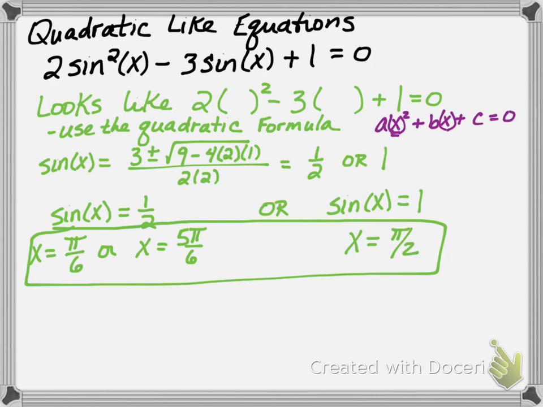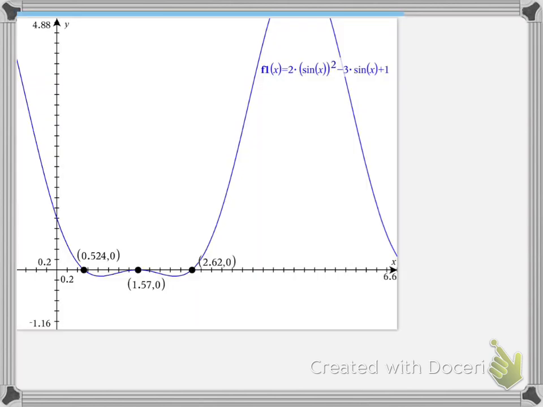x equals pi over 6, x equals 5 pi over 6, or x equals pi over 2. Now, I'm going to show a graph of y equals 2 sine squared of x minus 3 sine of x plus 1. These 3 x values are the places where the graph crosses the x-axis. So here is the graph. And we can see there are 3 places where the graph is crossing the x-axis in this view. The first one is at pi over 6, the second is pi over 2, and the third is 5 pi over 6.